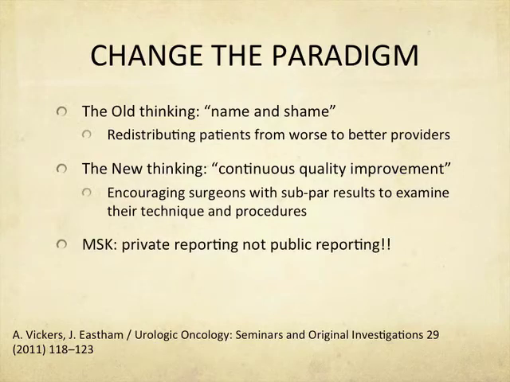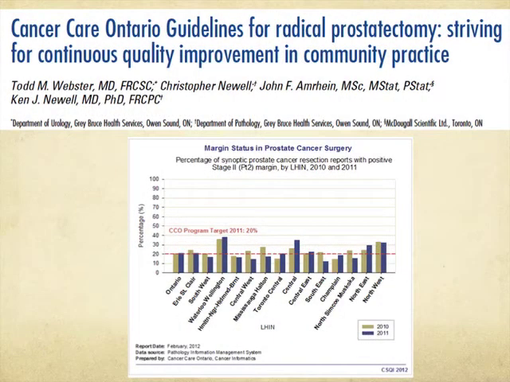And Memorial Sloan Kettering felt that this is best done with private reporting and not public reporting. And the Cancer Care Ontario guidelines have been doing this with margin status in Ontario. They did a similar thing where they tried to bring everyone up to the same level and improve everyone's margin status across the province and in the small communities, without people feeling as though they're having the finger pointed at them and being forced to drive everyone into one center.